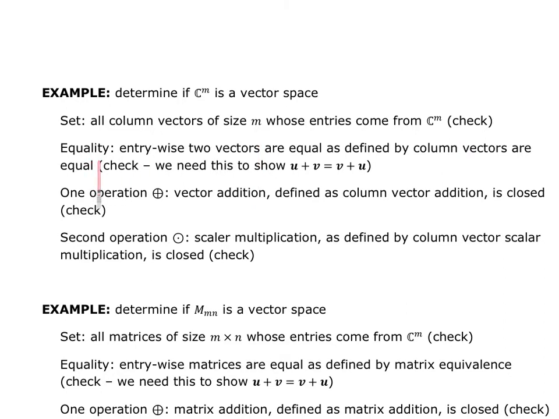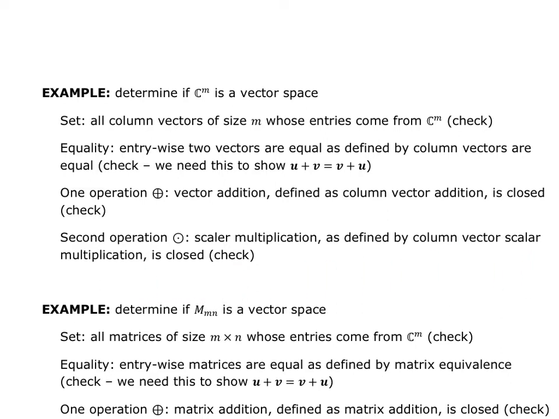I have to check for equality, and this allows me to make sure that u plus v is equal to v plus u. Entry-wise, two vectors are equal as defined as what we would expect with column vectors of equality. So we've already had that definition. Check. Our first operation, we're going to call it vector addition, and it's going to be defined as we expect column vector addition to be, so it's closed. Check. The second operation, which we're going to call scalar multiplication, is going to be defined as we expect column scalar multiplication to be, and it is also closed.